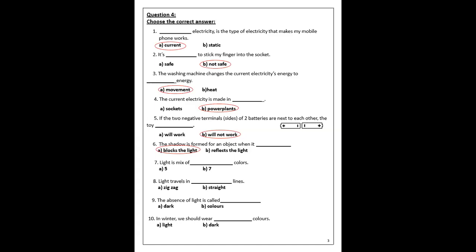Okay, let's continue. Number 7, light is a mixture of how many colors? 5 or 7? Yes, 7 colors. They are the 7 colors of the rainbow, and we gave it the word what? Roygbiv: red, orange, yellow, green, blue, indigo, and violet. Okay, excellent ones.